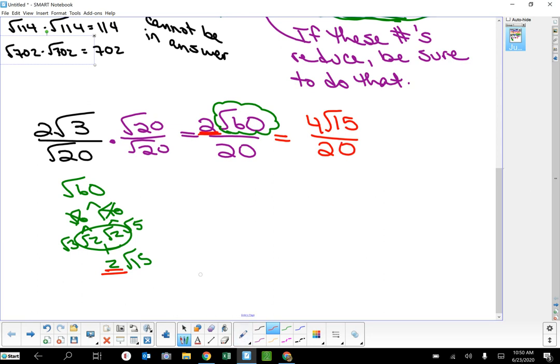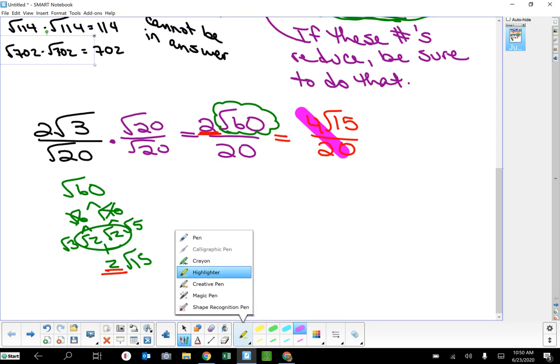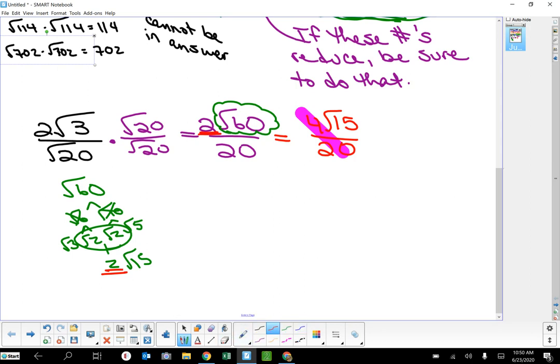And now you need to check and see if this is reducible. And it is. 4 over 20 is 1 over 5. And so our answer looks like rad 15 over 5. And you can never, ever, ever divide a denominator that's a whole number into a radical. So don't think you can reduce that 5 into that rad 15. That can't happen. This is the answer right here.